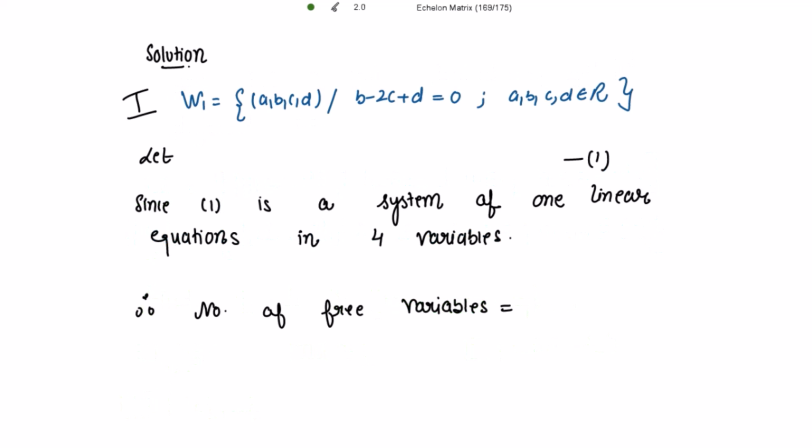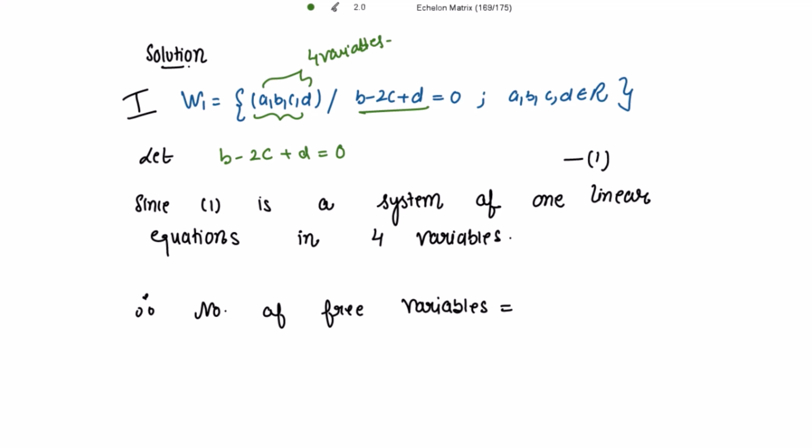W1 is defined as all those vectors (A, B, C, D) such that B minus 2C plus D is equal to 0, where A, B, C, D belong to the set of real numbers. So we have this condition. Let's write it: B minus 2C plus D is equal to 0. Let's mark this as 1. Now 1 is a system of one linear equation in 4 variables.